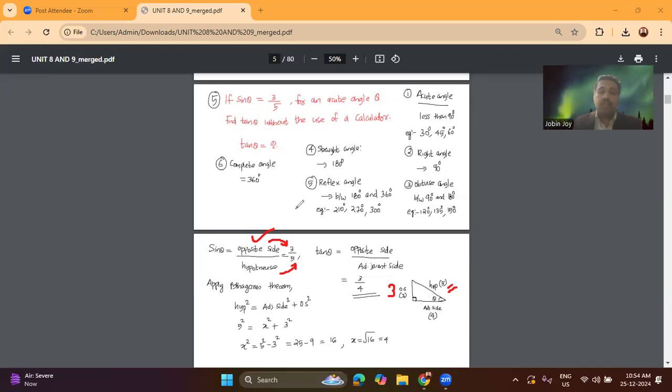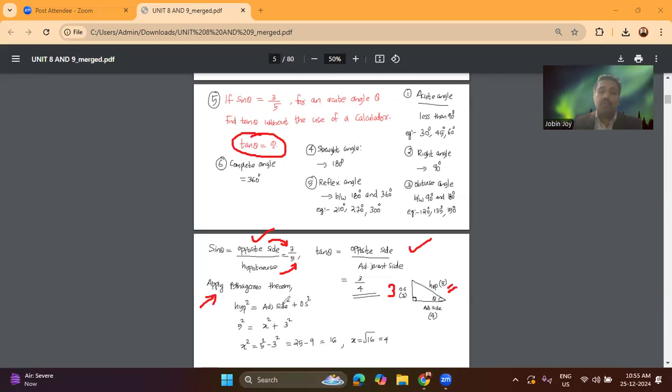Then here I am going to calculate tan theta. How will you calculate tan theta? Tan theta is equal to opposite side divided by adjacent side. But in the problem, we know opposite side and hypotenuse only. If we get the adjacent side, then we can calculate tan theta. But the problem is we don't know the adjacent side. So we can apply a theorem called Pythagoras theorem.